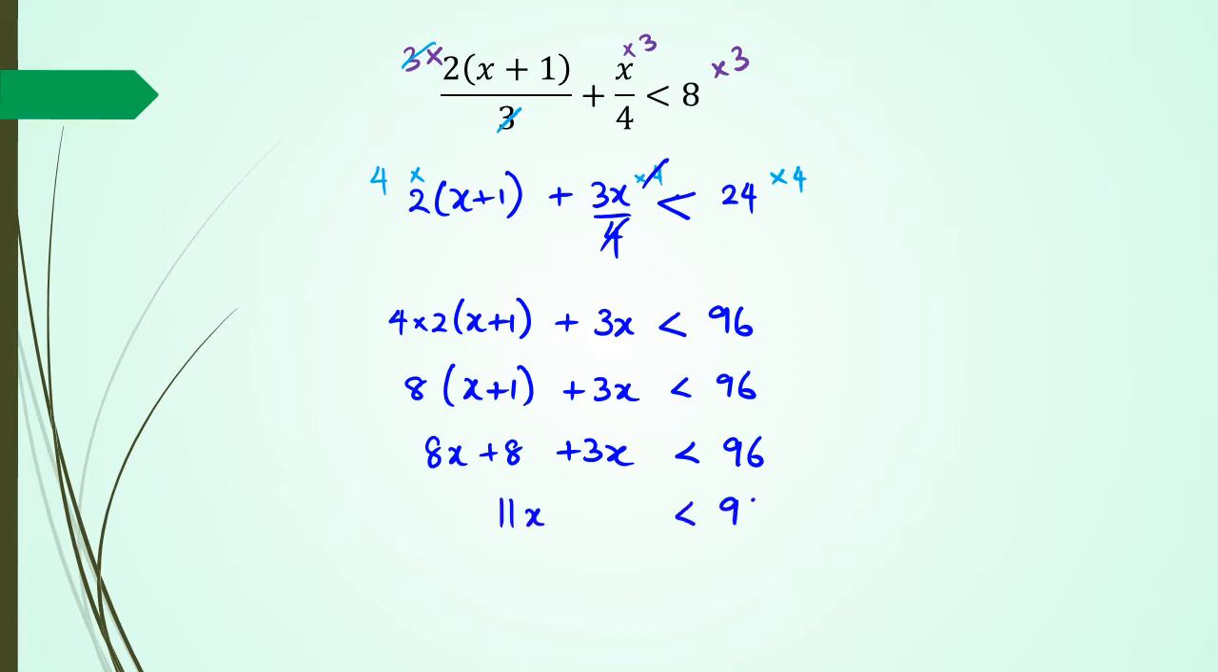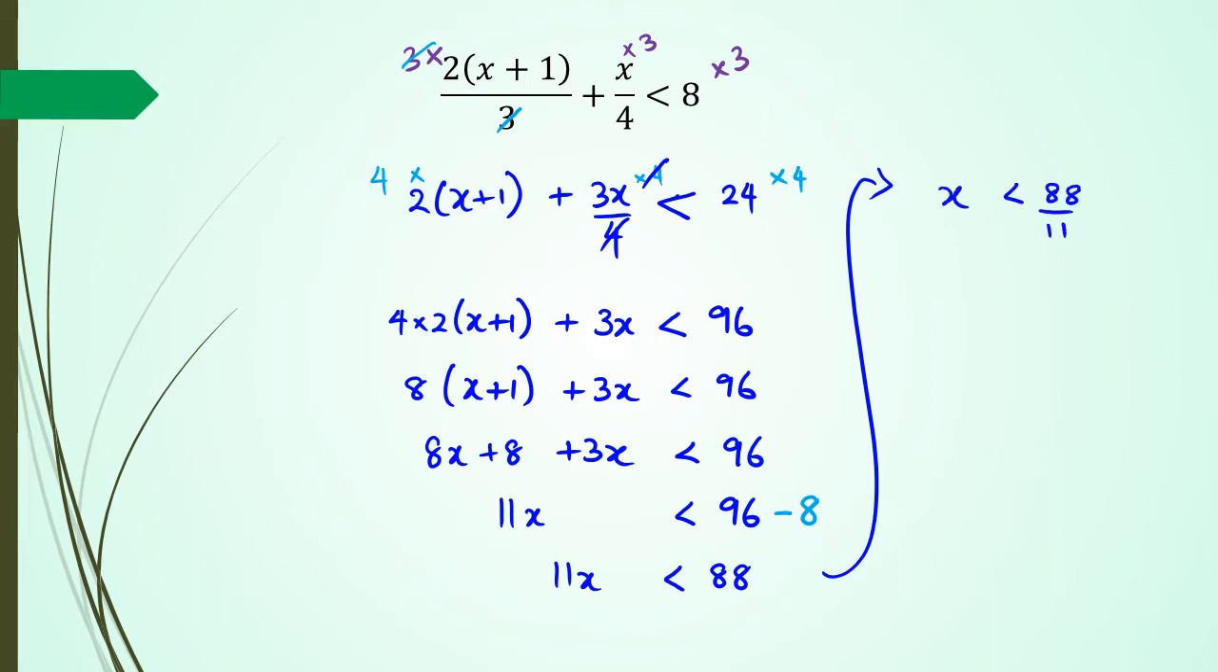As for the plus 8, when I shift it to the right-hand side, it will become minus 8. So what I'm left with is 11x is less than 88. Carrying this on, I get x is less than 88 divided by 11. So x has to be less than 8.